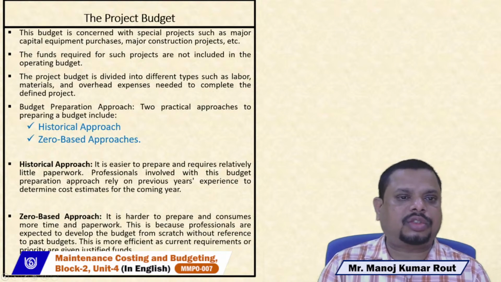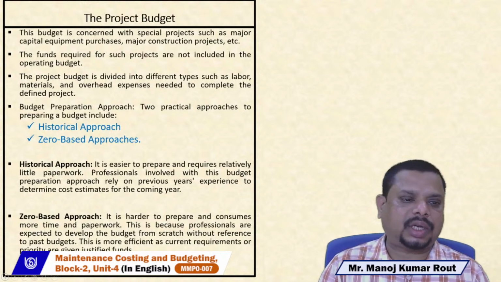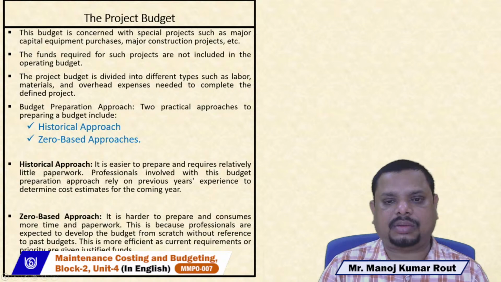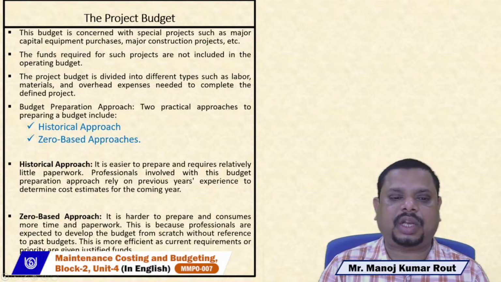Whenever you focus upon project budget, the budget preparation approaches are of two types. The first one is the historical approach, and the second one is the zero-based approach. So let's understand the historical approach. It is easier to prepare and relatively little paperwork is required. The budget preparation approach relies on the previous year's experience to estimate the cost for the coming years. So this is known as the historical approach.